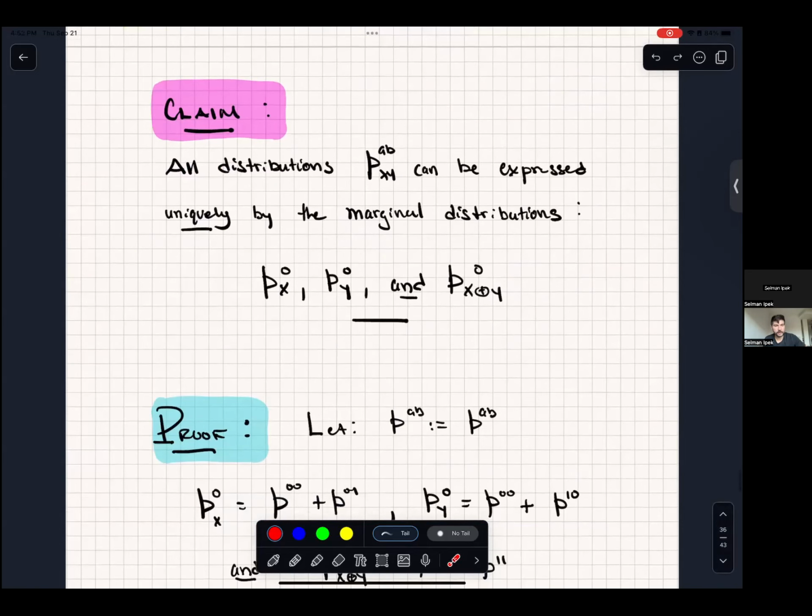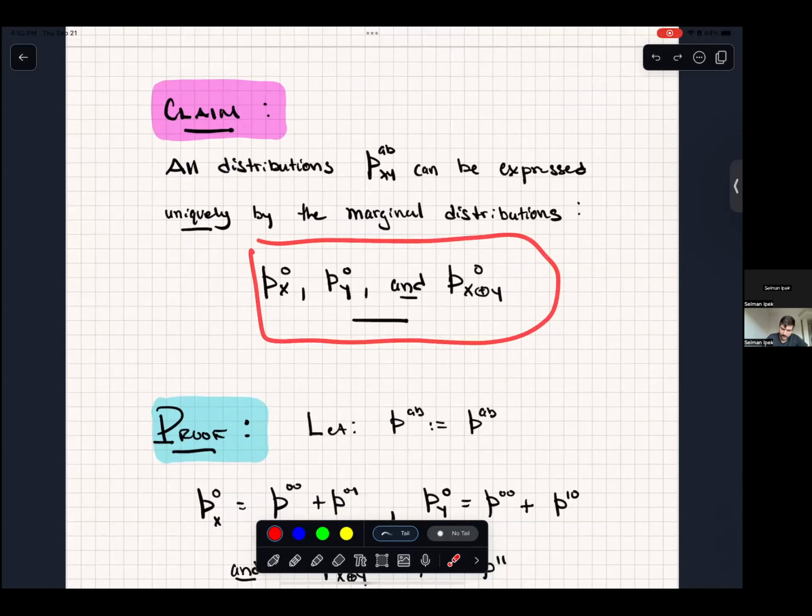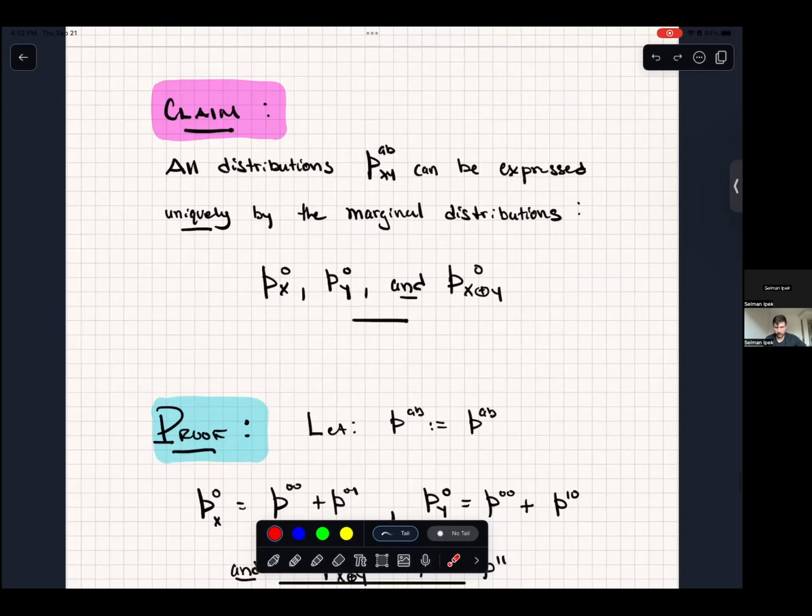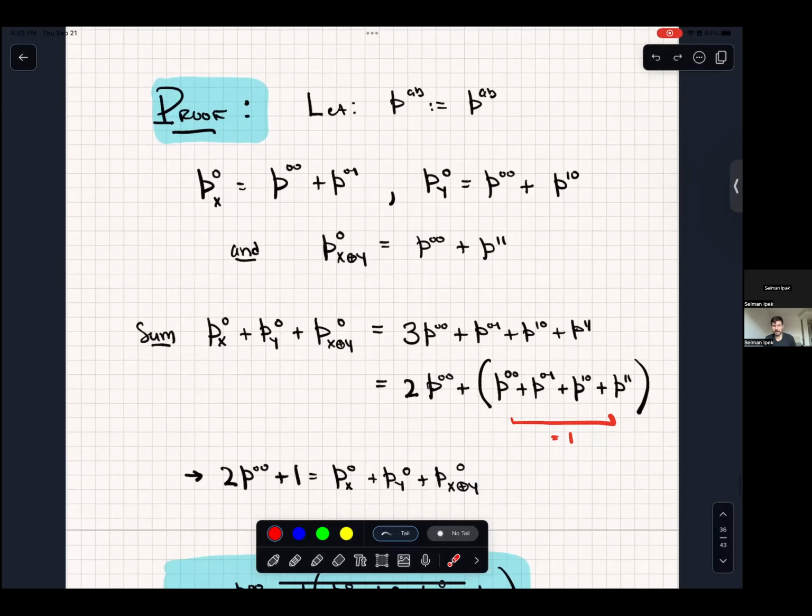So the claim, just to be more specific, is that all distributions inside the triangle, p_xy(a,b), can be expressed uniquely by the marginal distributions as so. And as I said, we can just treat these zero components. It's for convenience, but there's nothing that requires us to choose the zero instead of the one. So here is the proof of this statement.